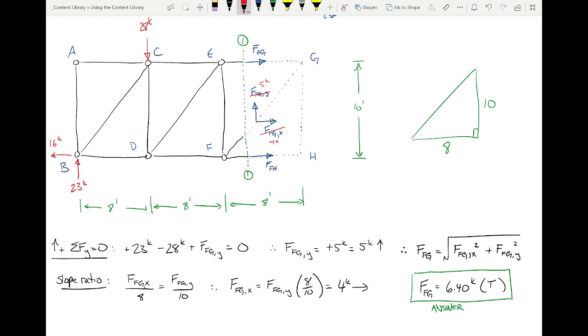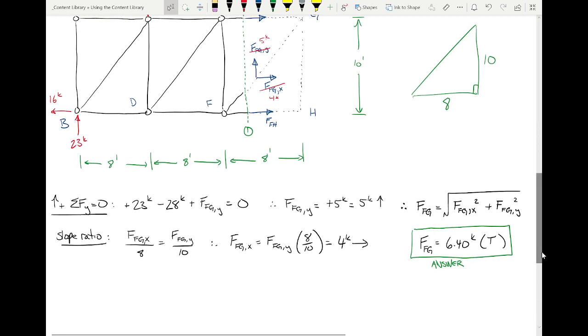What I'm going to do is I'm going to sum moments about point F, okay? You could very easily sum moments about point G, it doesn't matter, but I'm going to sum moments about point F, okay? Now, forgive me, I'm going to cut off this 28 kips. Just remember it's there. I'm going to try and not do the scrolling dance too much. But let's handle this like we would any other problem.